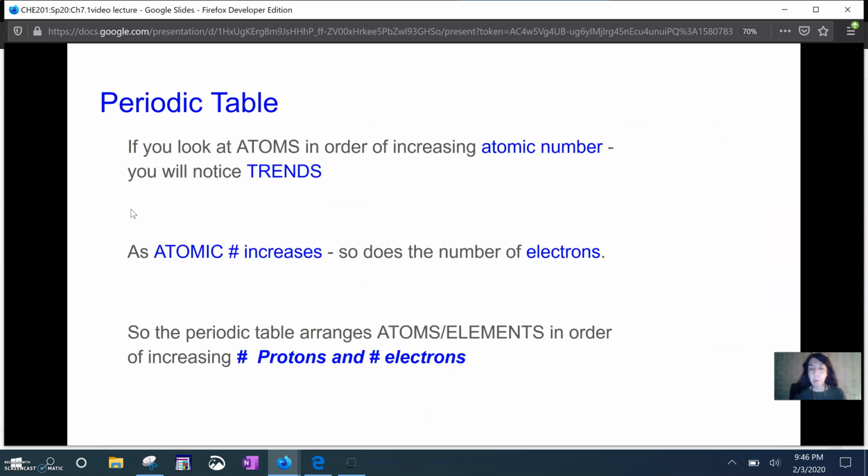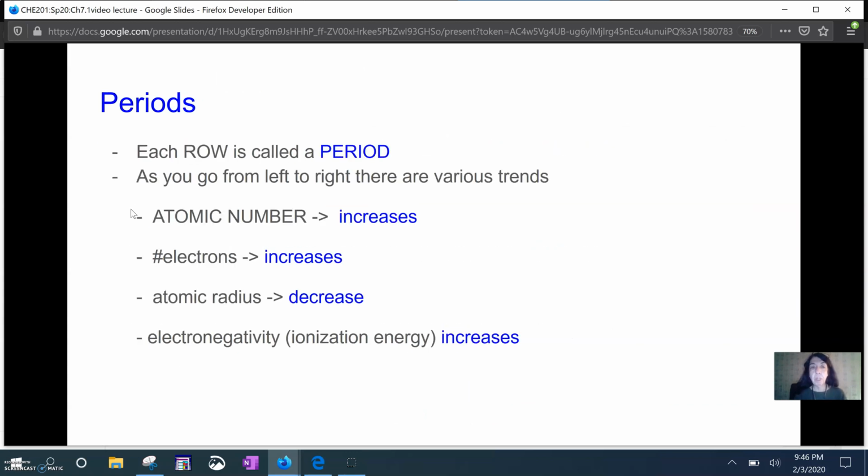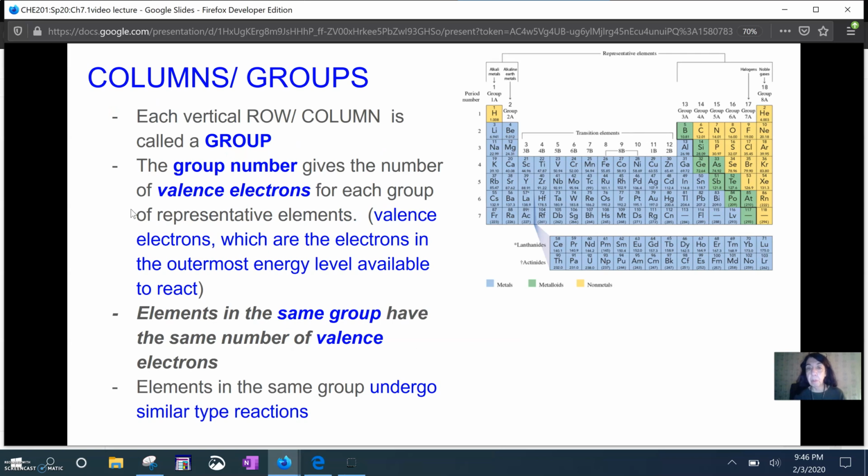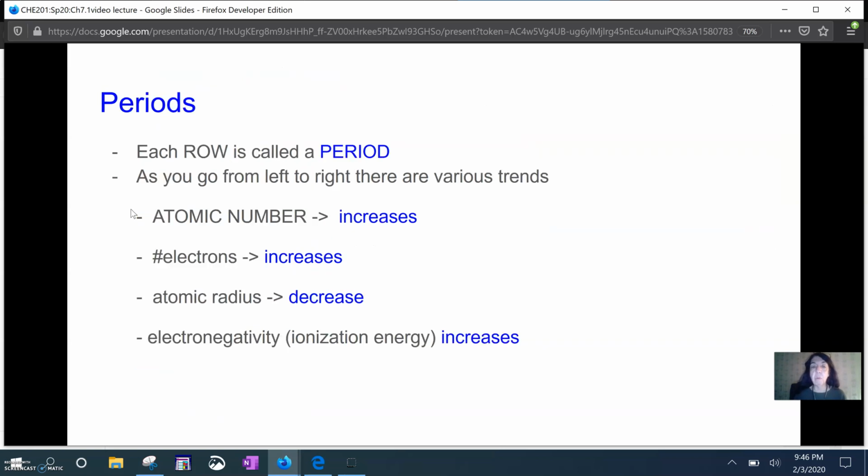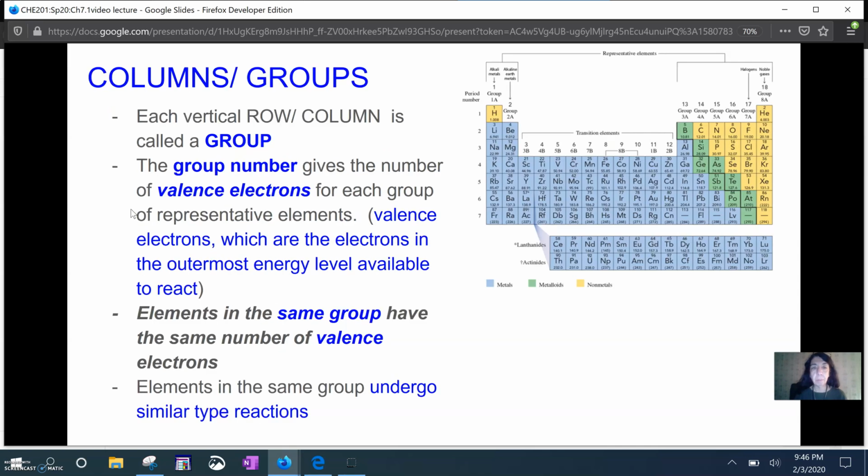They're always in order. Each row is called a period as you go from left to right, and they're numbered. You can see the period numbers here on the side, period 1, 2, 3, 4, 5. The atomic number is increasing, the number of electrons is increasing, the atomic radius is increasing, and this electronegativity that we were talking about, the amount of energy required to remove an electron, is also increasing.